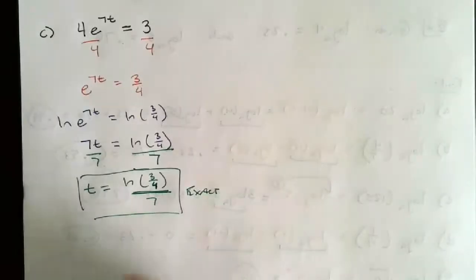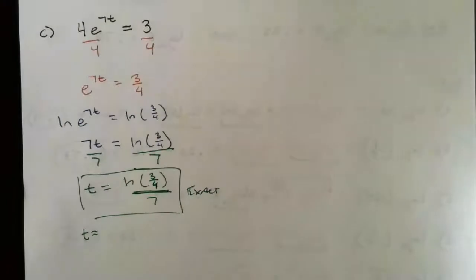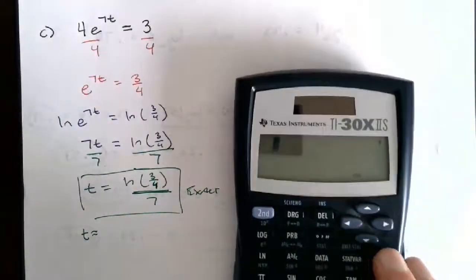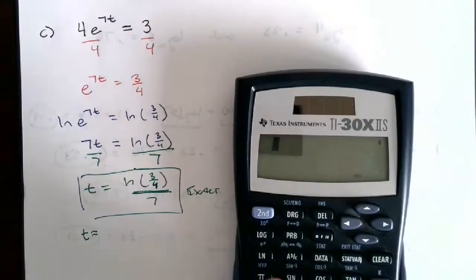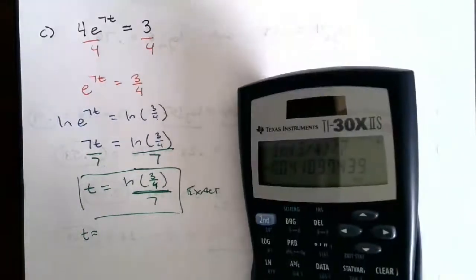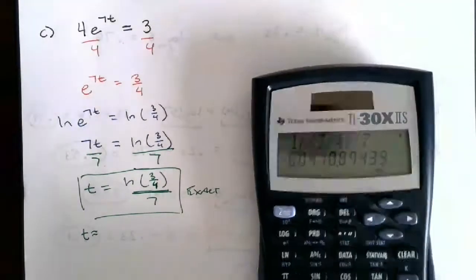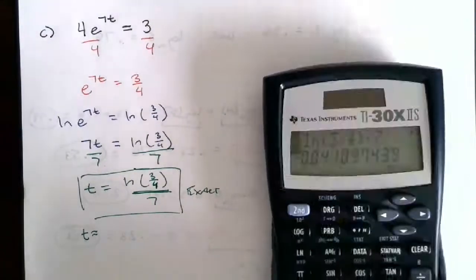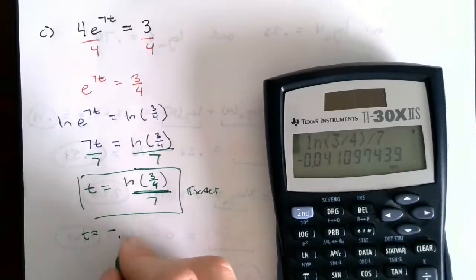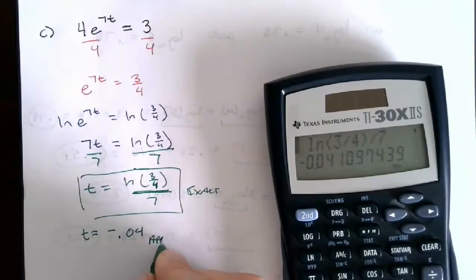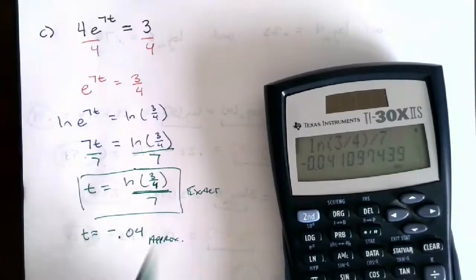Right? If you wanted an approximation, just to practice approximating it, on your calculator you would want to type in natural log, so ln 3 divided by 4, close those parentheses, and then divide by 7. And you end up with a negative here, negative 0.04109, so we'll say negative 0.04, just to 2 decimal places. So negative 0.04 is my approximation. Remember, if I ask for exact, leave it exact. If I ask for an approximation, I'll tell you how many decimals. We've been using 2 just because that's what I chose to use.